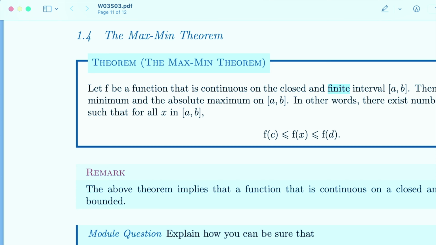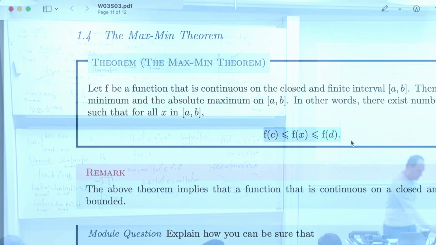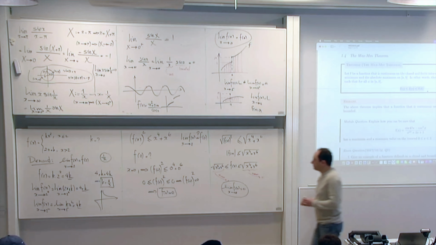Anyway, f is continuous on the closed and finite interval from a to b. Then f has the absolute minimum and the absolute maximum on [a, b]. In other words, there exist numbers c and d in [a, b] such that for all x in [a, b], we have this inequality. This is much simpler than it sounds. Let me explain it here for you.